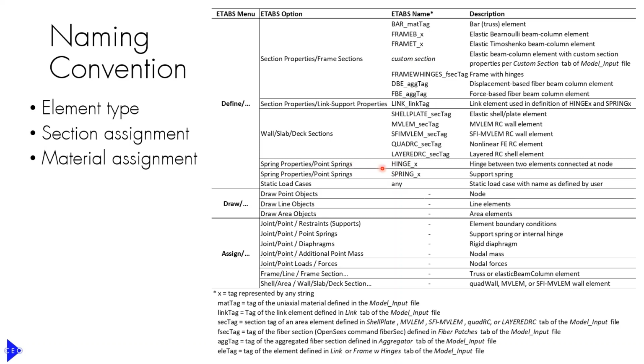Similarly, it works for different point elements, hinges, springs, and so forth. So this table gives you almost like a little cheat sheet or flashcard when you want to use this software, for how to create different types of elements. It's also for material assignment as well.